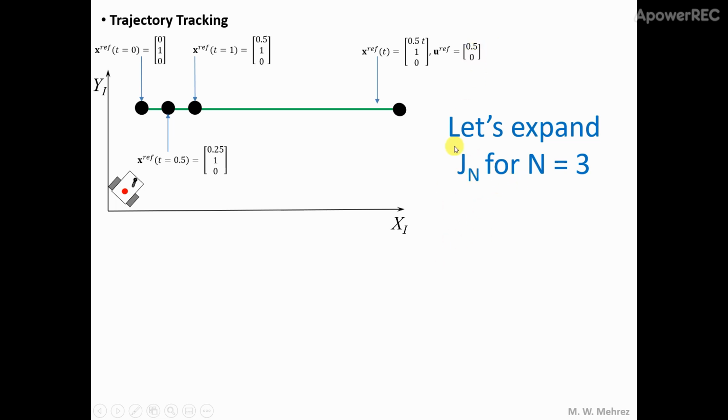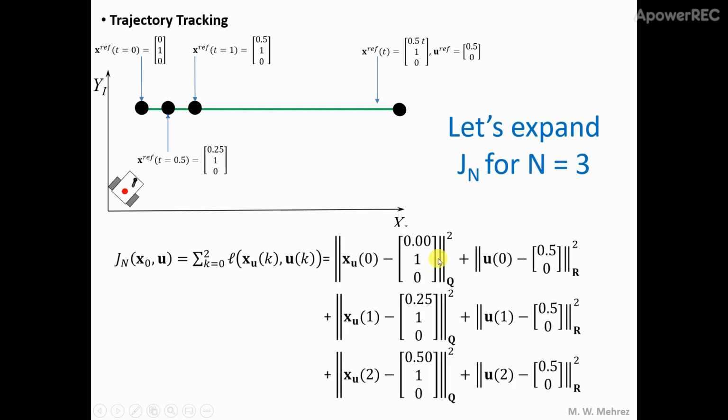So let's now expand jn. So as you can see here, jn is expanded for n equals 3. This means that we are adding up 3 running costs. So as you can see, xref is changing for every time step, and uref is constant here, but it's not 0 anymore, as in the point stabilization case.